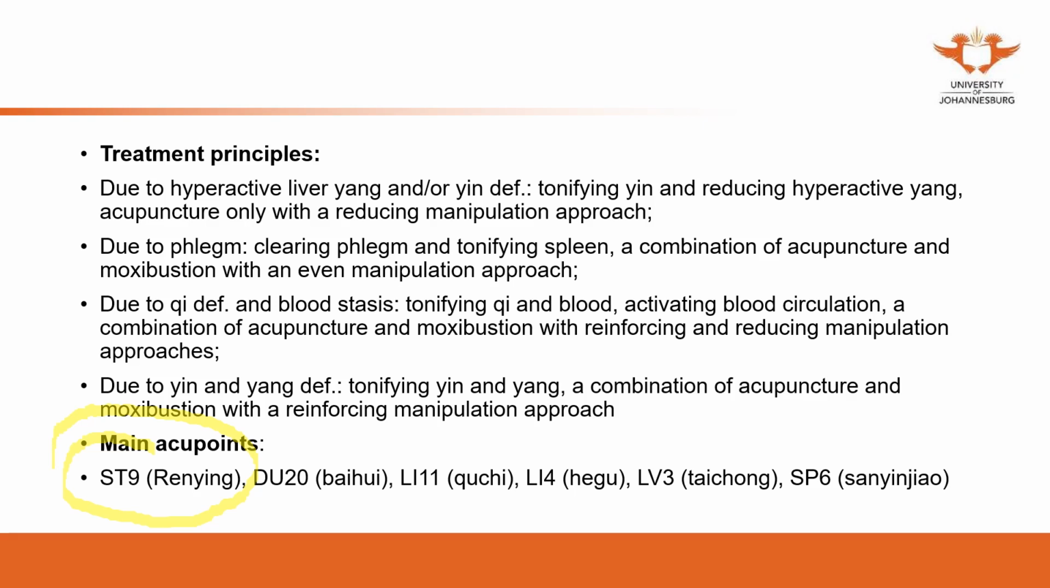But more commonly, the patient will be above 40, above 50. So as we become older and older, the patient may develop into deficiency. So we can use spleen 6 to tonify the kidney, the liver, and the spleen. That's why we use reinforcing in spleen 6. But among all these points, the key point is stomach 9.